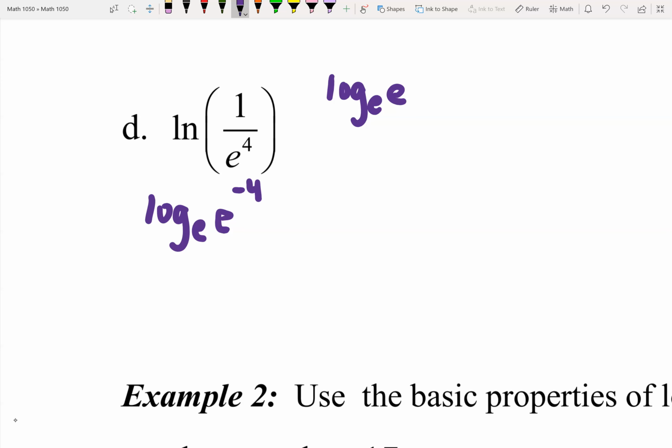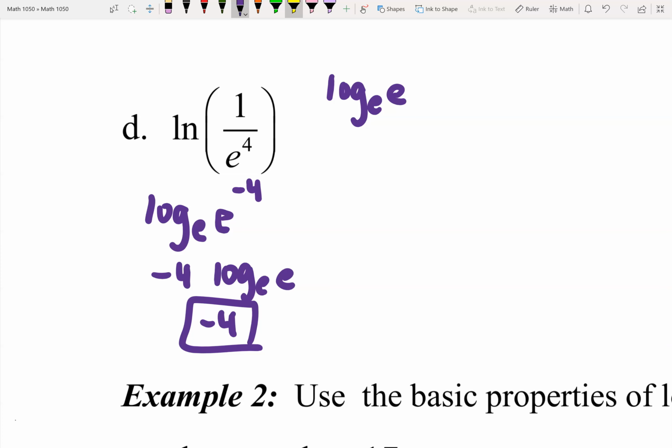So I did 2 things. I wrote ln as log base e, and I pulled my e to the 4th up. Now I pull my -4 in front, so it's a -4 times log base e of e. Log base e of e is a 1. 1 times -4 is a -4. Who says I totally get this? Raise your hand. Let me see. Okay, great.